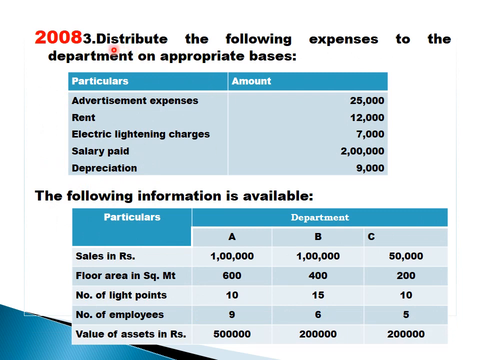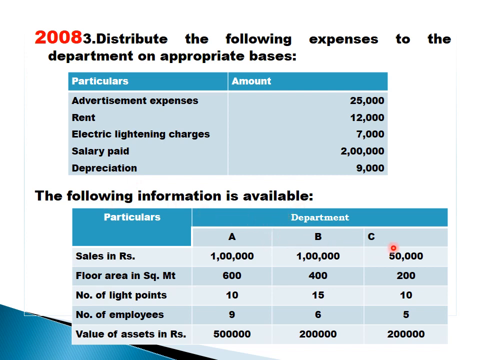Okay, well students, the third question has come for 2008 BCom of Bangalore University. Distribute the following expenses to the department on appropriate basis. So they are given advertisement 25,000 rupees, rent 12,000 rupees, electric lightning charges 7,000 rupees, salary paid 2 lakh rupees, depreciation 9,000 rupees. The following information is given.